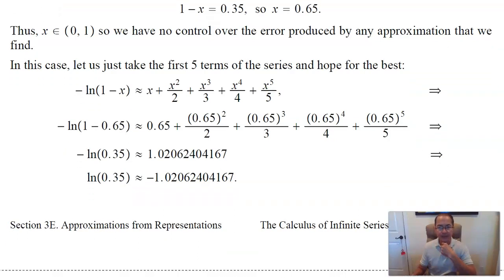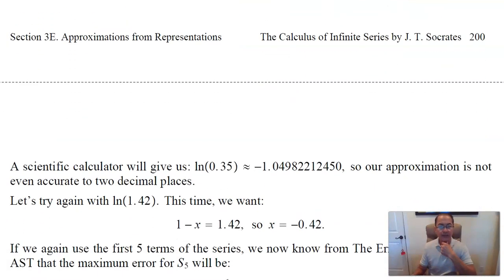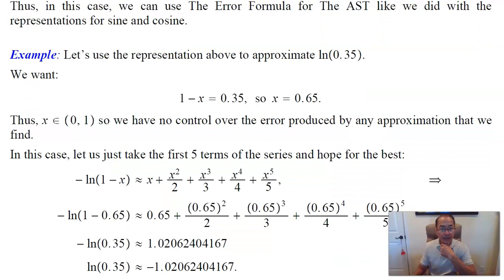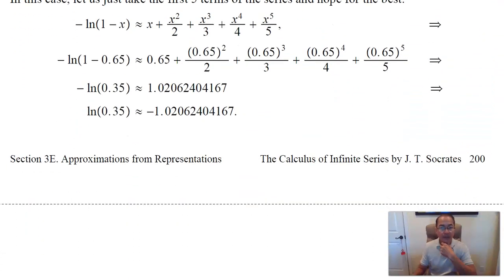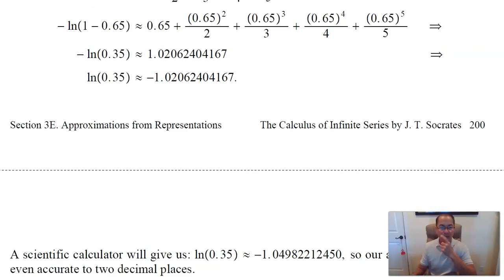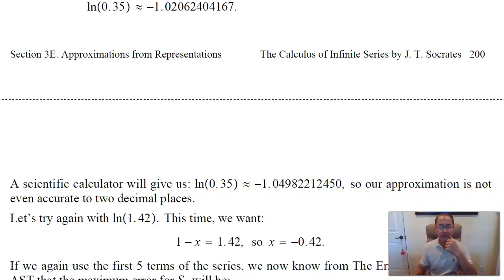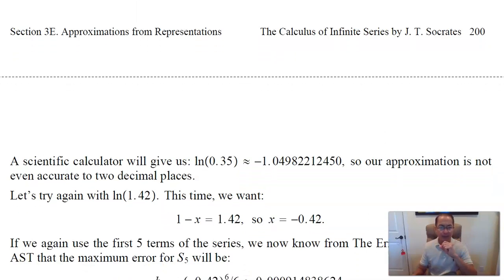And of course, if you check in your scientific calculator, you'll get a similar answer. We got minus 1.02, and now we get minus 1.05. So it's not that great, okay? Again, because we don't have an alternating series, the error is not good, even with 5 terms, power 5.